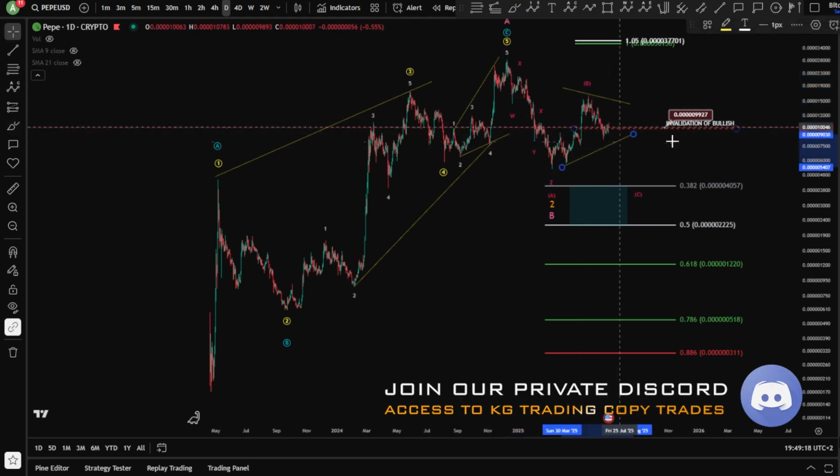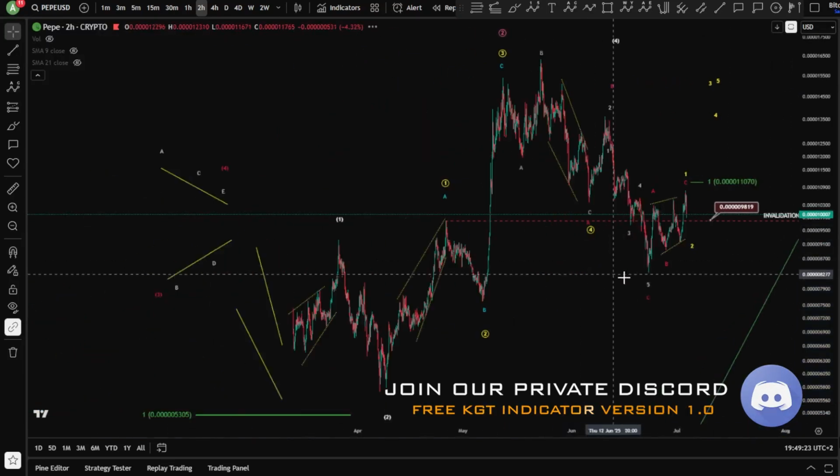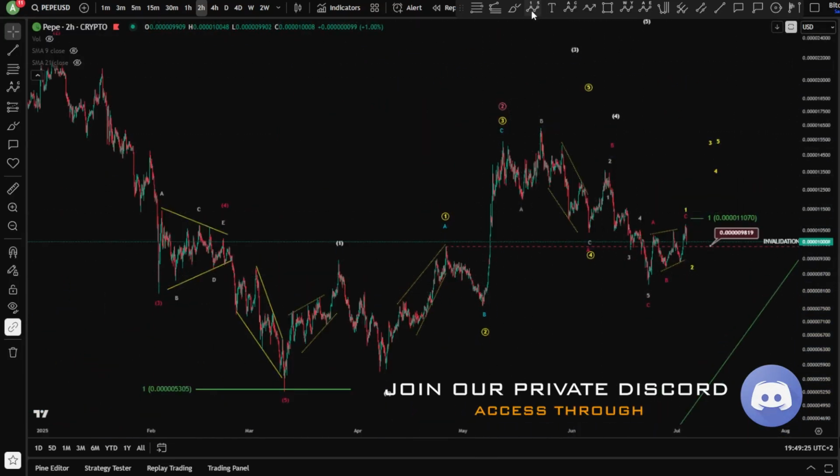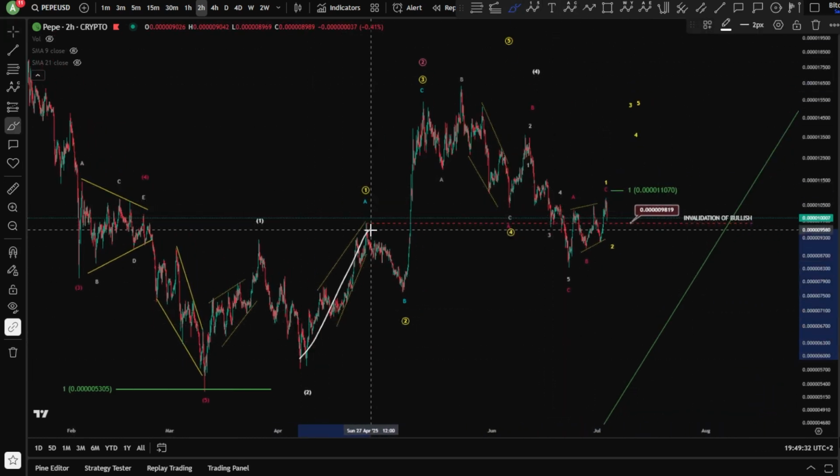We're going to see this much more closely, of course. Let's move inside the 2 hours chart for Pepe. On the 2 hours chart, you can see that we have invalidation of this impulse of the bullish scenario. You have potentially here 1, 2, 3.